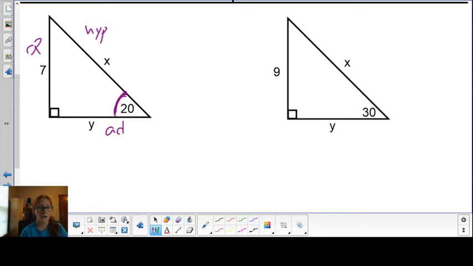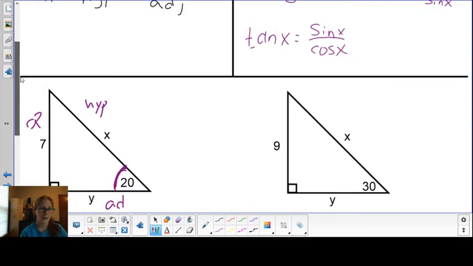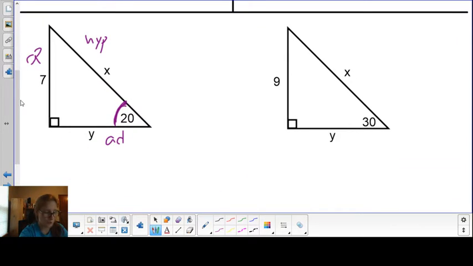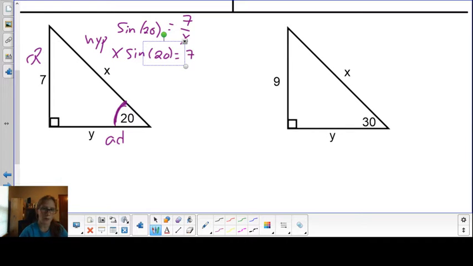Great, let's find x. So if I'm looking for x and I have my opposite and my hypotenuse, yay, sine. Okay, so we're going to do the sine of 20 is equal to the opposite over the hypotenuse. And we want to solve for x, and right now x is in the denominator, so we're going to multiply it over. So we have x sine of 20 is equal to 7. But I want to solve for x, so I'm going to go ahead and divide both sides by sine of 20. So x is equal to 7 divided by sine of 20.